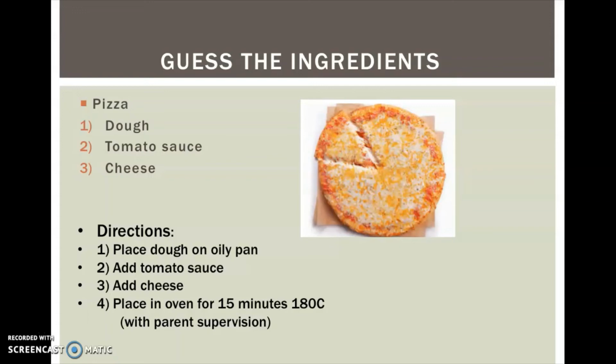Directions. First, you place dough on an oily pan, a greased pan. Add tomato sauce. Add cheese. Then place it in the oven for 15 minutes at 180 Celsius. Of course, with anything hot, you need your parents or any adult with you to help. You can't just use the oven by yourself.